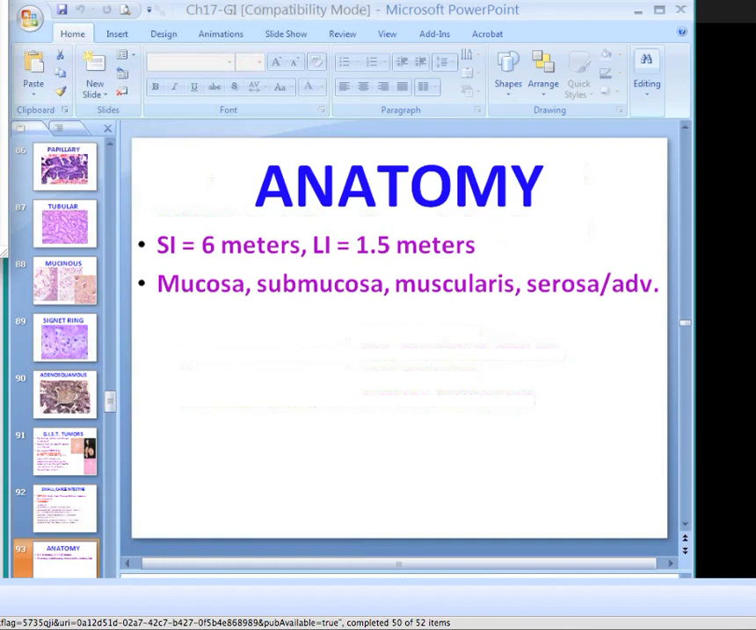And like always, we have our 4 classic layers. Of course, with the small bowel, it's all serosa because it's entirely intraperitoneal, except for most of the duodenum. And let's say that the large bowel is serosal about 50%, because we have the cecum that's visible, the transverse colon, which is visible, and the sigmoid, which is visible intraperitoneally. But most of the ascending and descending colon are actually retroperitoneal, so you don't see them when you go into surgery.